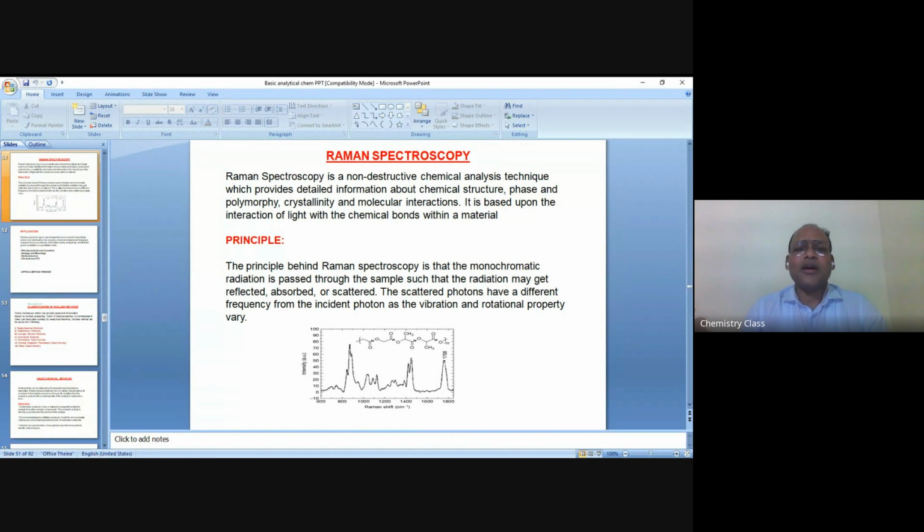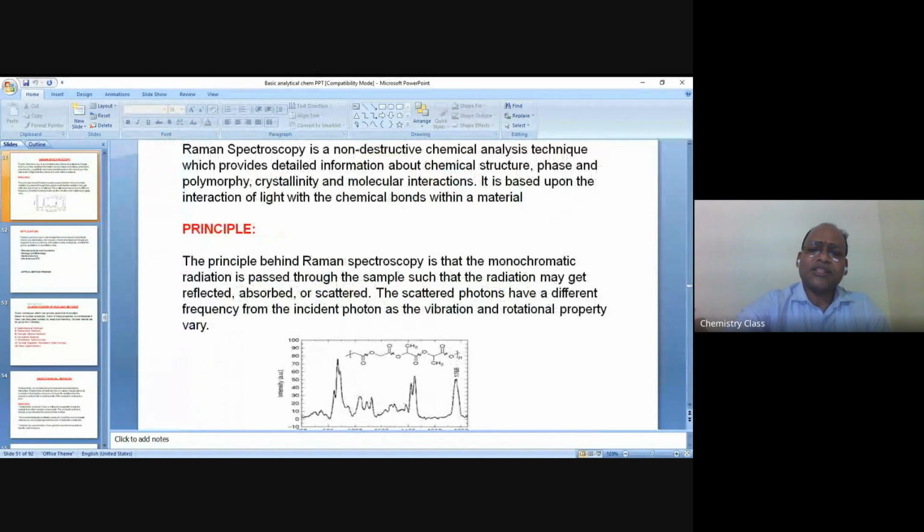It depends upon the interaction of light with the chemical bonds within a material. Raman spectroscopy is just the interaction with the particular bond that is there, and on the basis of that it behaves. Now see that below there is a graph picture, and the structure is given over there. One chemical compound is there, and on the basis of that, Raman spectroscopy gives the graph. By analyzing this graph, we have to say what chemical compound this is.